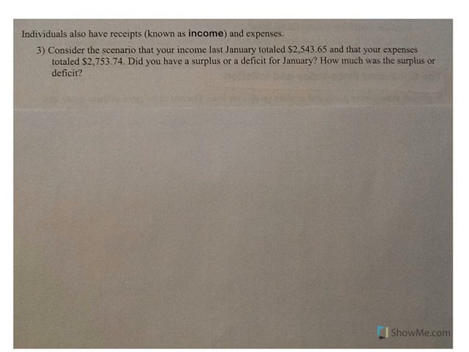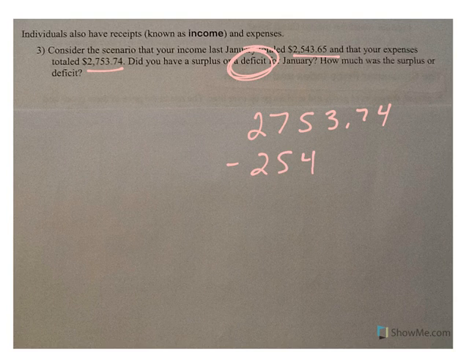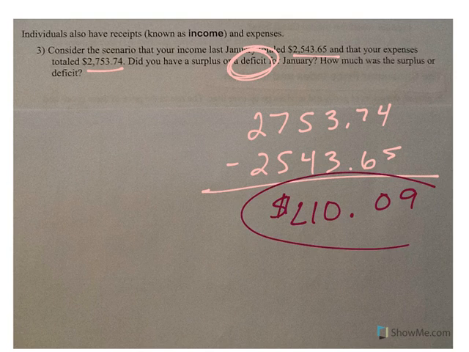Individuals also have these issues, not just countries. Consider the scenario that your income last January totaled $2,543.65 and your expenses were $2,753.74. Right? We all have these months. Did you have a surplus or a deficit? Well, you spent 27 hundred some, you took in 25 hundred. You have a deficit. How much? Well, if I take my $2,753.74, that's my expenses, how much I paid, and I only brought in $2,543.65, the difference of that is $210.09. So you had to dig into your savings account for that month.